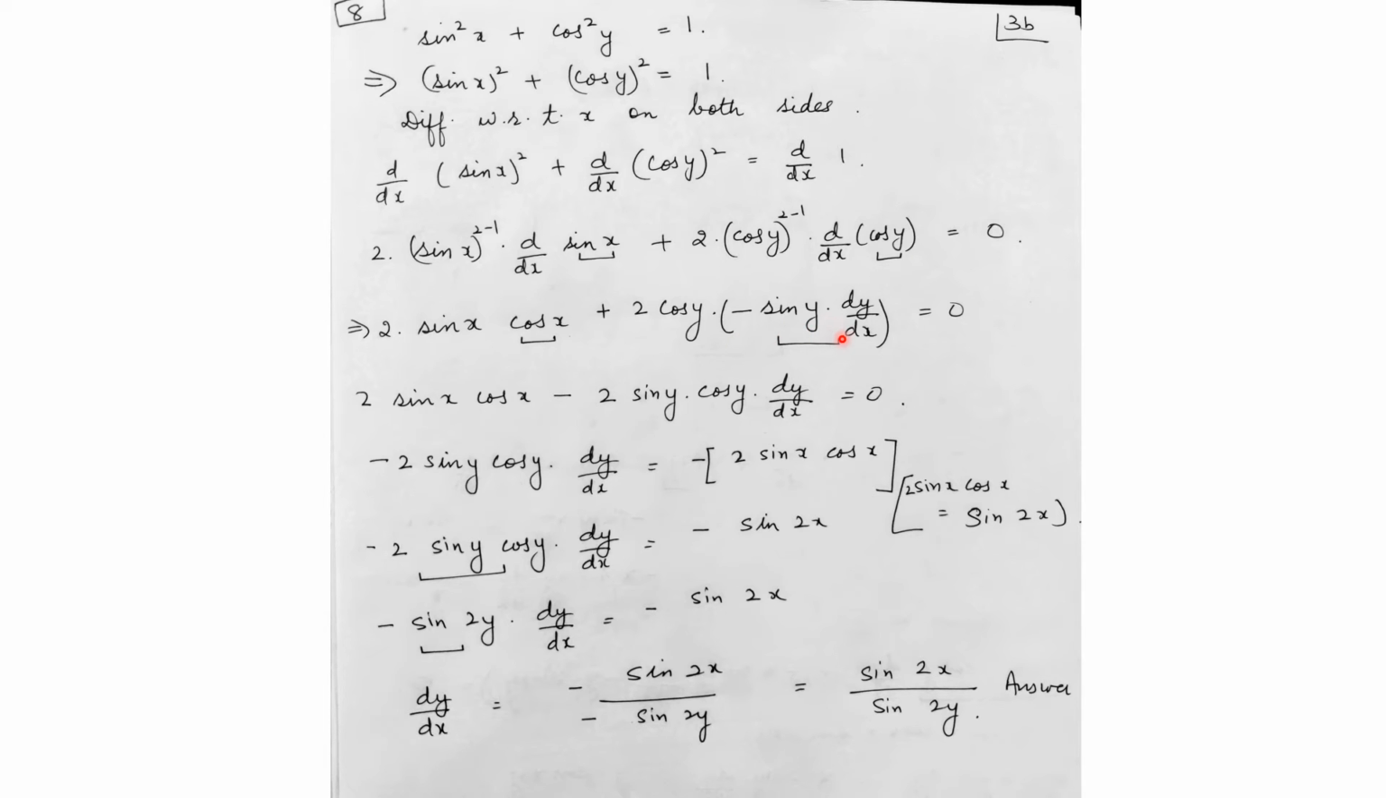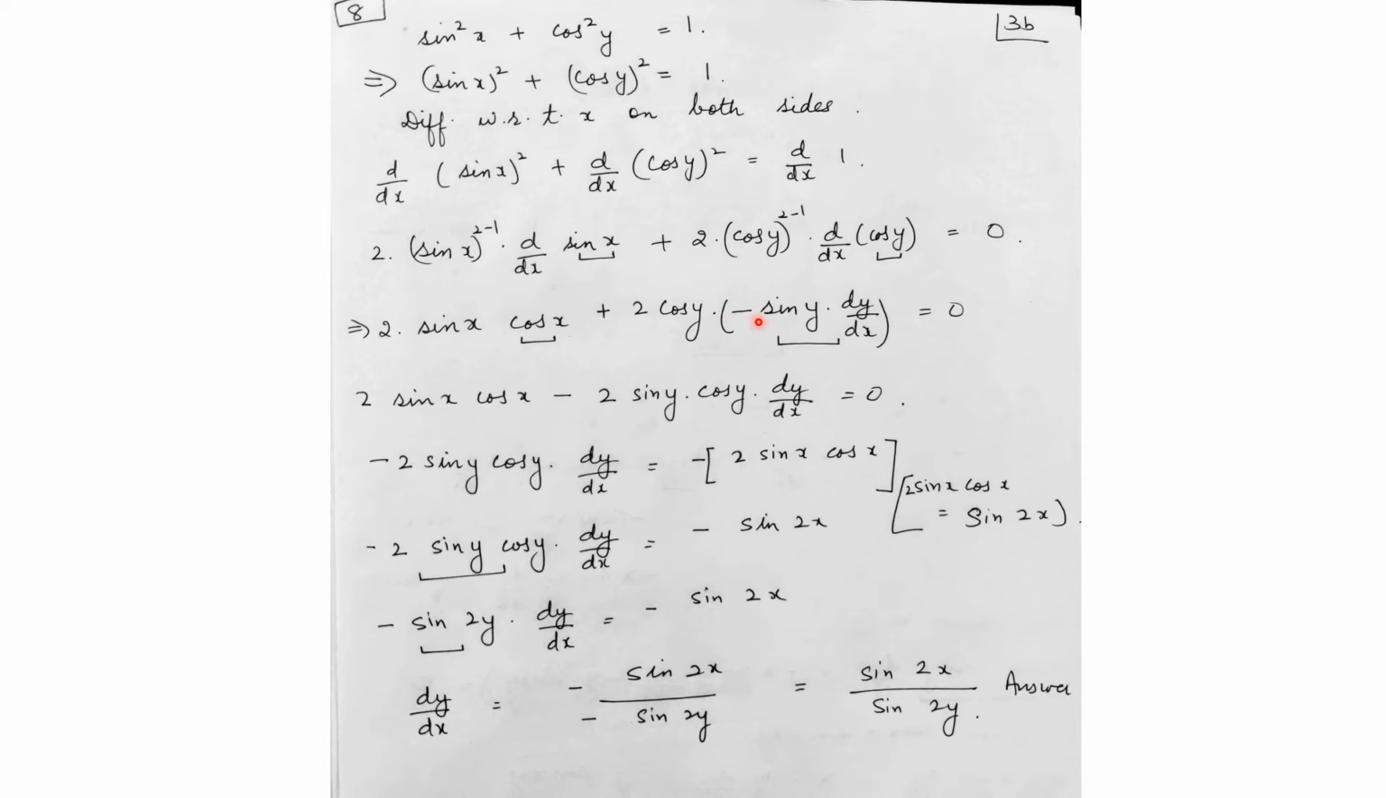multiplied by, the more important thing is, don't forget dy by dx. Generally, the students will write the derivative of cos y as minus sin y, that's it. No, it's wrong, because whenever you will be differentiating y, you have to add dy by dx. I repeat, the answer will be 2 cos y into minus sin y, because minus sin y is the derivative of cos y, multiplied by dy by dx is equal to 0.